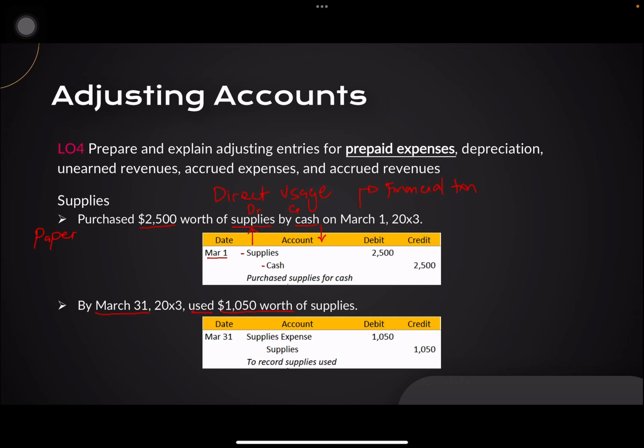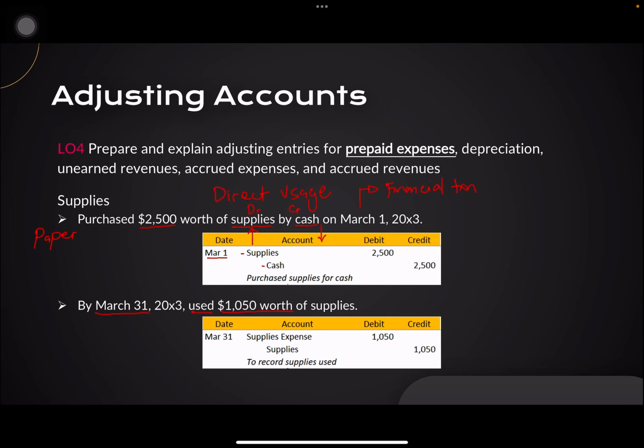So this $1,050 worth of supplies would represent a decrease in our supplies asset account, and this $1,050 would also be our expense for the month. Okay? So let's now perform an adjusting entry to satisfy the supplies account.